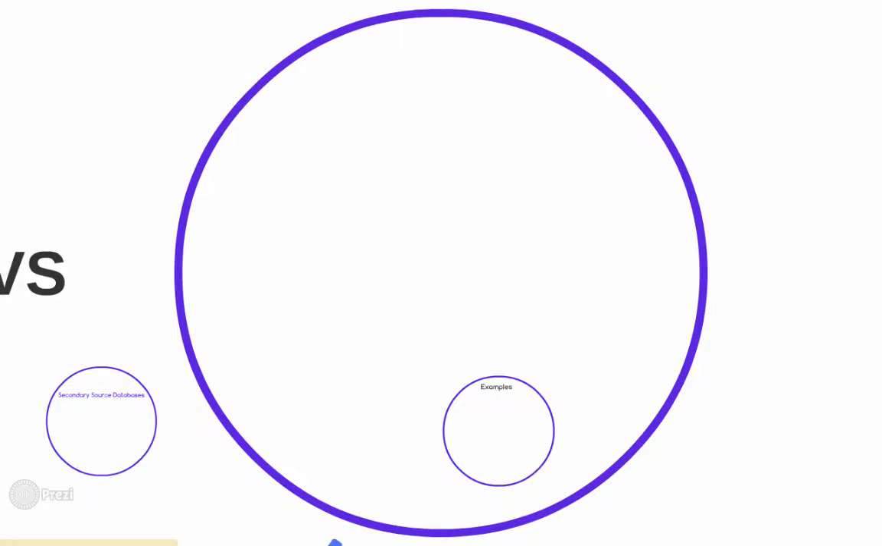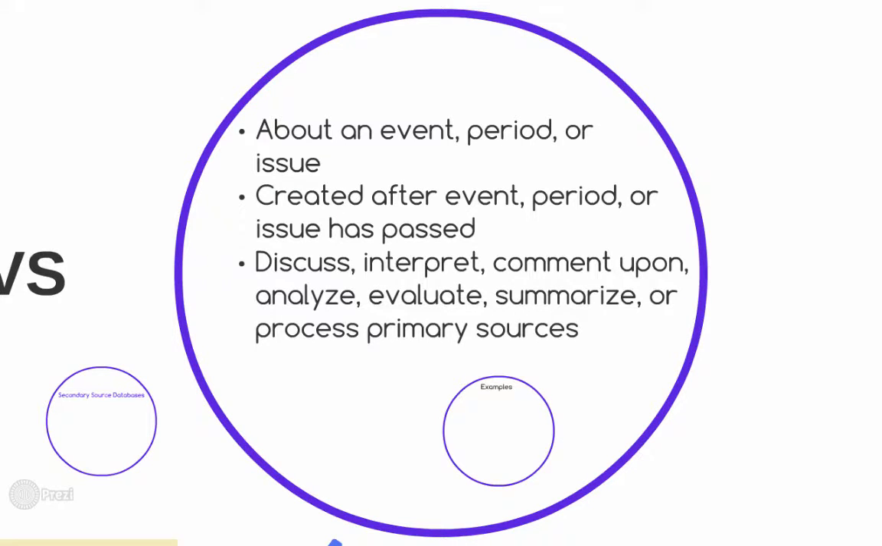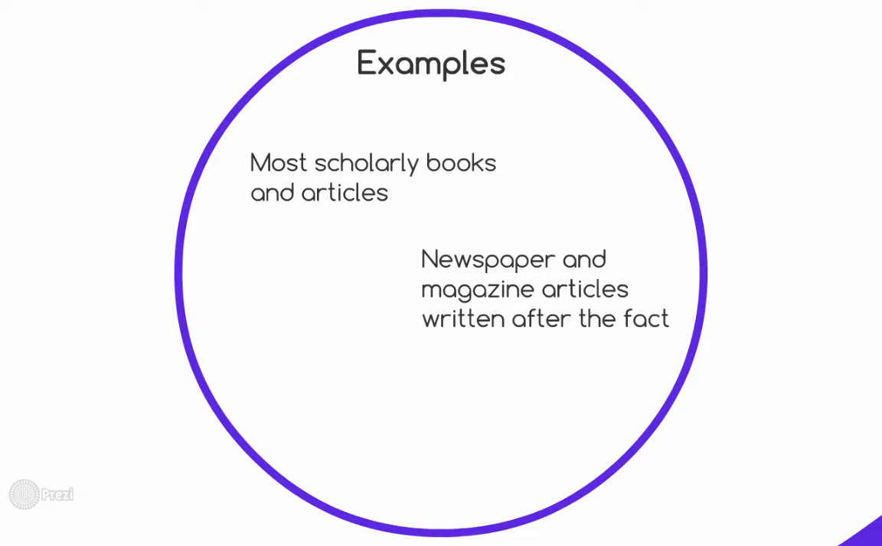Secondary sources are also about an event, period, or issue, but they are produced after that event, period, or issue has passed. The content of a secondary source may discuss, interpret, comment upon, analyze, evaluate, summarize, or process primary sources. Some examples of secondary sources include most scholarly books and articles, newspaper or magazine articles written well after the fact, reviews, and posts on websites.